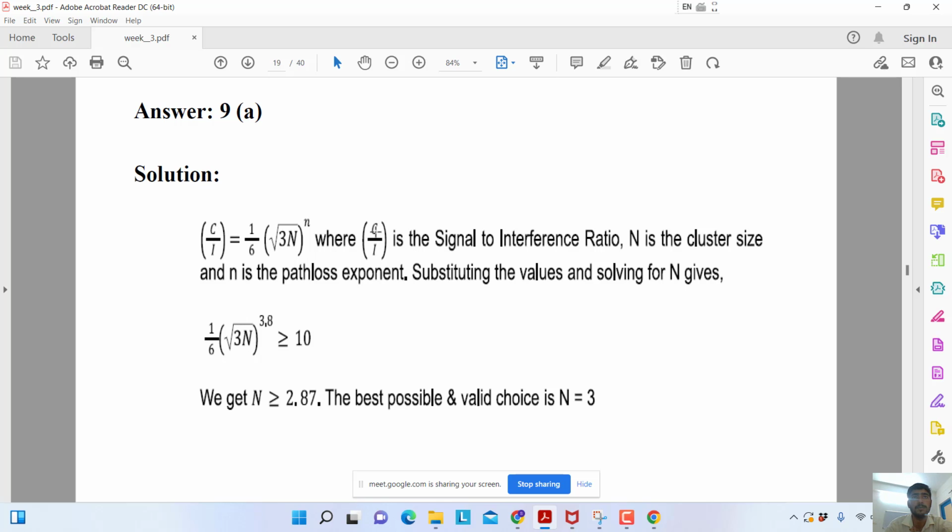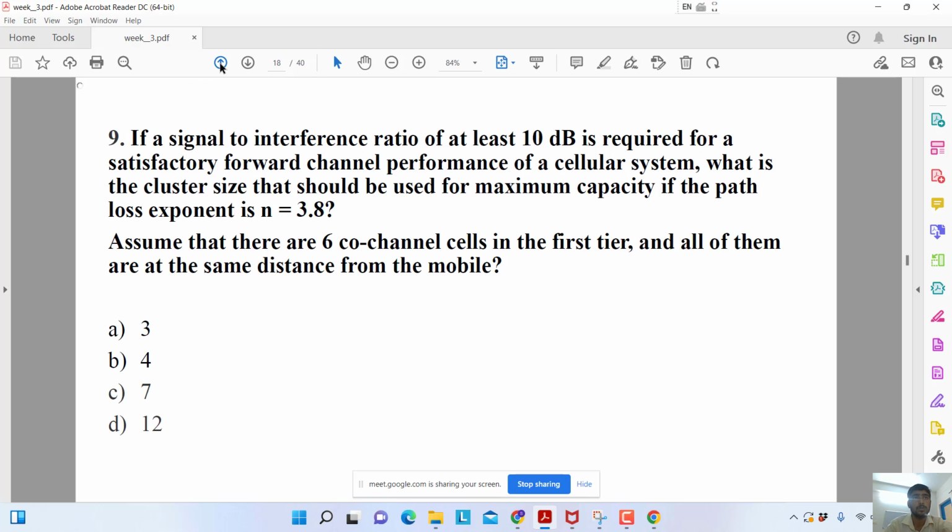What is SIR? SIR is the signal to interference ratio, N is the cluster size, and n is the path loss exponent. Just substitute the values and calculate. From there we get N as 2.87. It's not an integer, so we choose the nearest integer value. So N will be 3. The right answer is 3 because it is closest to 2.87.